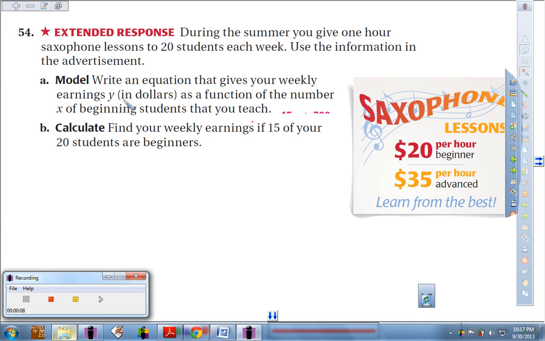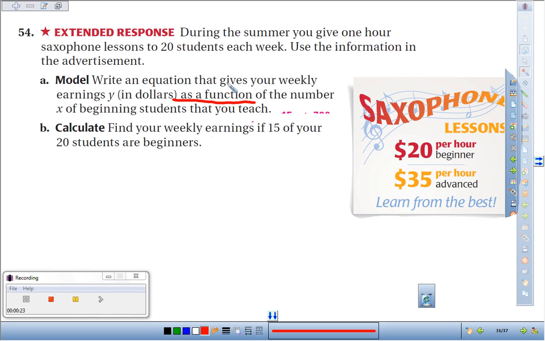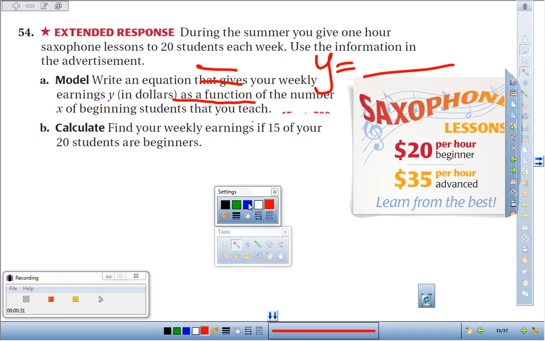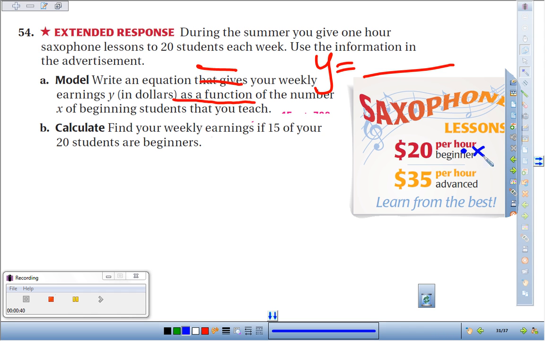Whenever they say as a function of, that's a fancy terminology for saying equals. So we're going to have Y equals the amount of money I make, and we have to come up with an expression for it. Obviously you get $20 per hour times the number of beginners, which they're calling X. So 20 times X. The question then becomes, don't I need a variable for how many advanced students I have? Well, we're going to come up with an expression for that with the fact that you teach exactly 20 students each week.